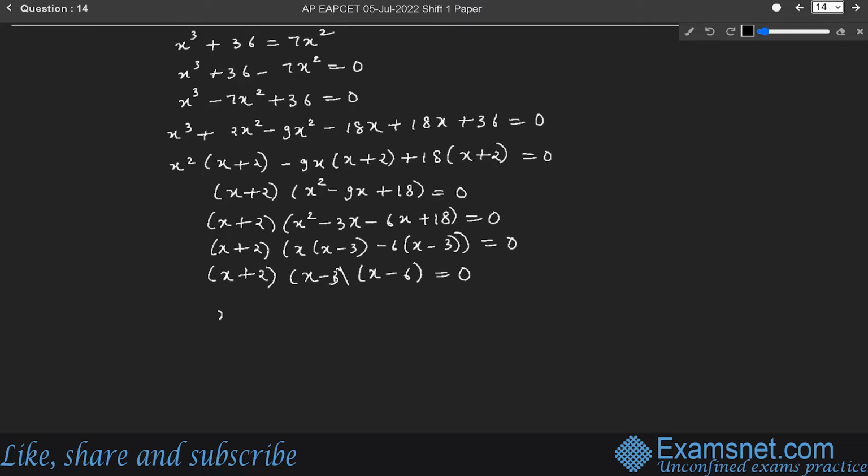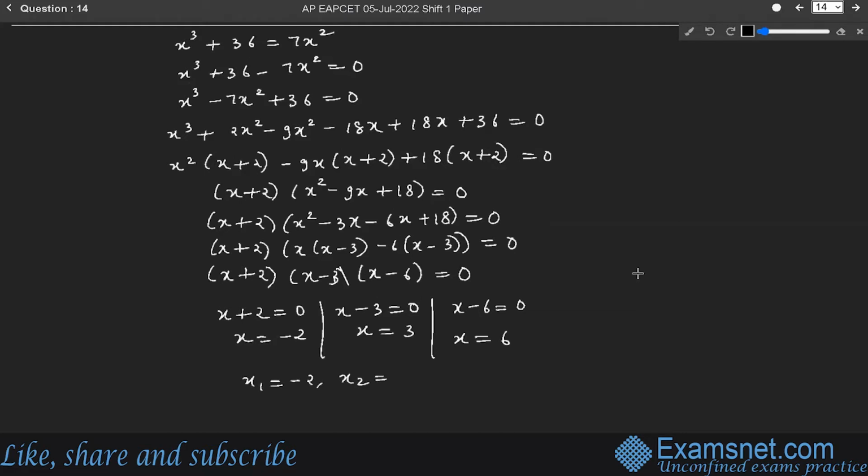So we can say that x plus 2 is equal to 0. So x will be equal to minus 2. Similarly, x minus 3 is equal to 0. So x will be equal to plus 3. And x minus 6 is equal to 0. So x will be equal to plus 6. So we can say that x1 is equal to minus 2, x2 is equal to 3 and x3 is equal to 6.